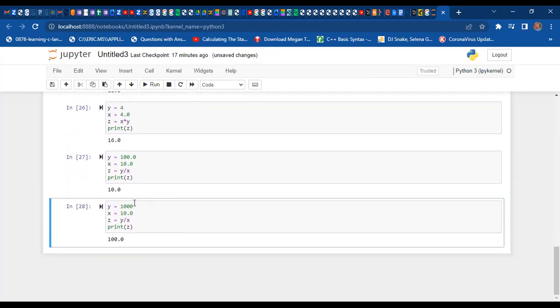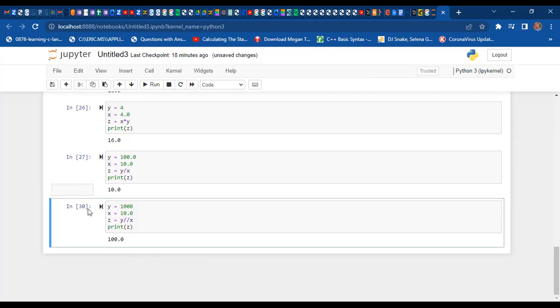You can see an integer divided by a float is a float. Let's see if we do the integer division, it will give us an integer. It still gives us a float.